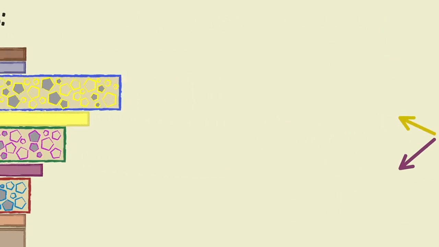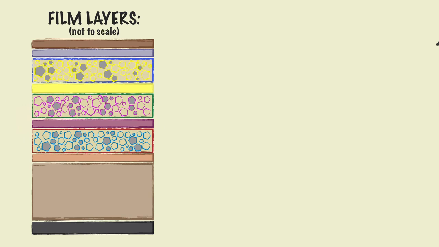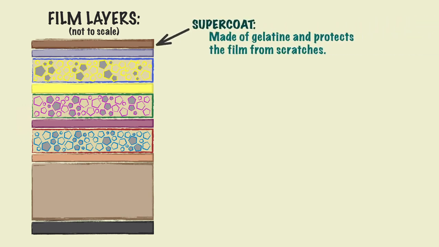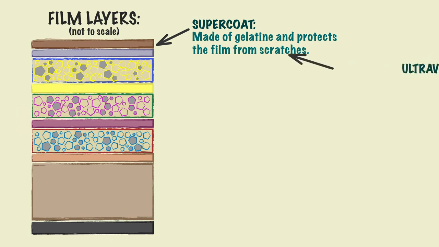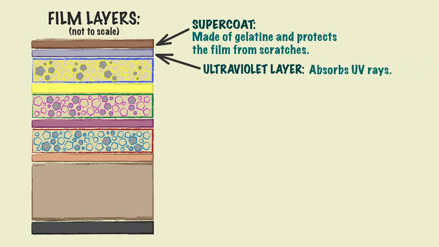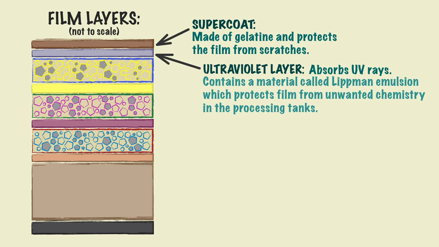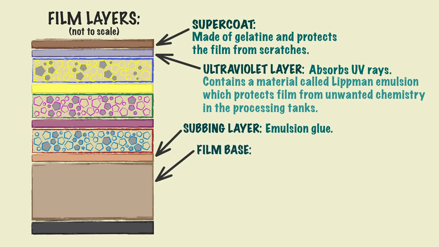There are also a number of other important layers, each with their own purpose, like the supercoat. This is made of gelatine and protects the film from scratches. Next is the ultraviolet layer. This absorbs UV rays so that the blue layer will not be exposed by them. This layer also contains a material called Lippmann emulsion, which, during development, acts as a barrier to protect the film from unwanted chemistry in the processing tanks. The subbing layer acts like a glue so that the emulsion layers adhere to the film base.